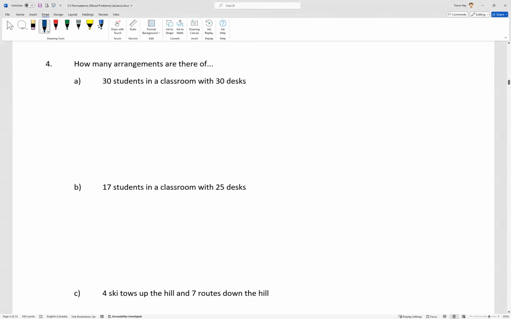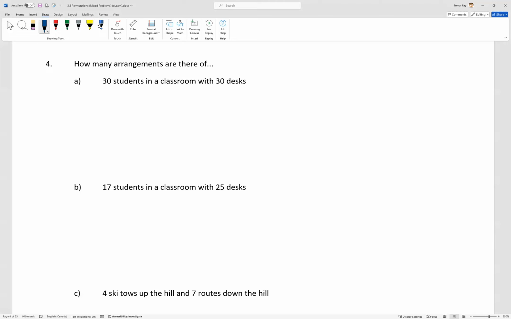Question 4. These are all different little parts, but they're all asking us basically to find out how many ways there are of making arrangements of different things. For the first one, 30 students in a classroom with 30 desks. How many ways could we arrange that? So if I had 30 desks in my classroom and 30 students were coming in on day one, I wonder how many seating plans I can make.